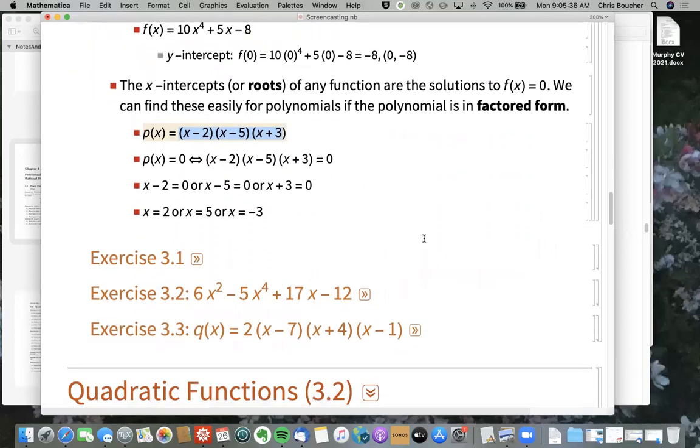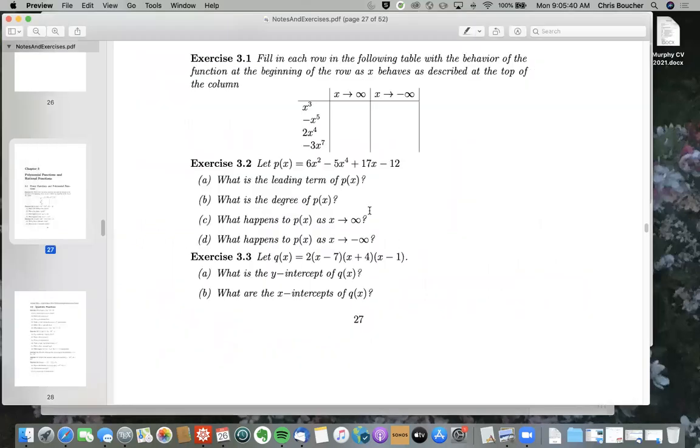All right, let's quickly look at a couple of examples and then we'll talk about quadratics. So in 3.2, I'm given this polynomial, and I just want to be able to quickly identify some things about it. So what is the leading term? This is review from the previous video. Remember, the leading term is the term with the highest power of x. It's not the term that comes first. So the leading term here is minus 5x to the fourth, since that's the highest power of x.